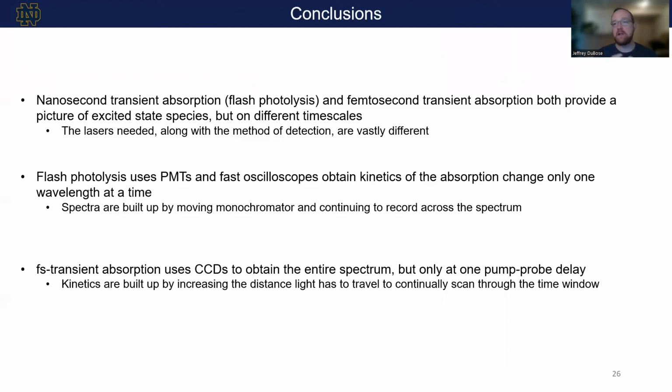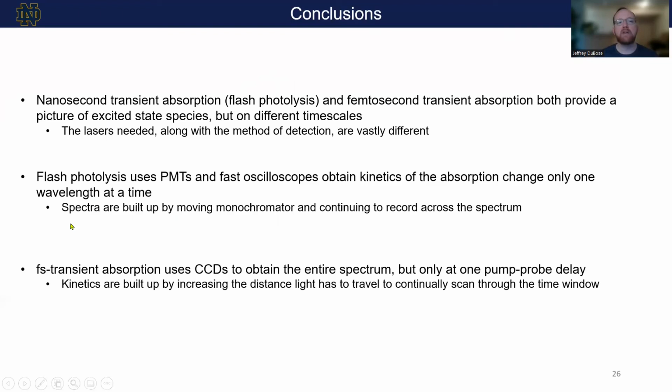But again, in both nanosecond and femtosecond TA, it's very different lasers, but also very different detection methods that are being used in order to look at those different timescales. Right, in flash photolysis, just to hammer this point home a little bit, we're using these PMTs, these fast oscilloscopes, to look at the kinetics of the absorbance change one wavelength at a time, and then building up the spectra by scanning through multiple different wavelengths.